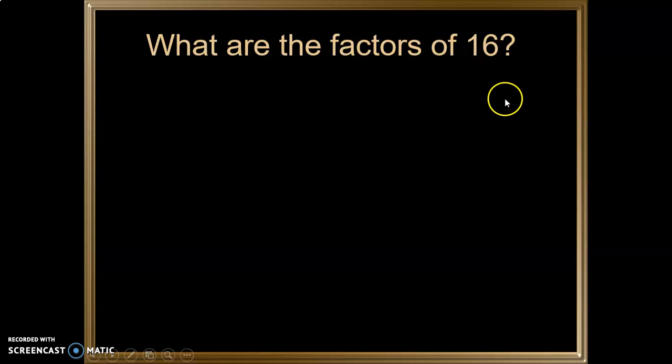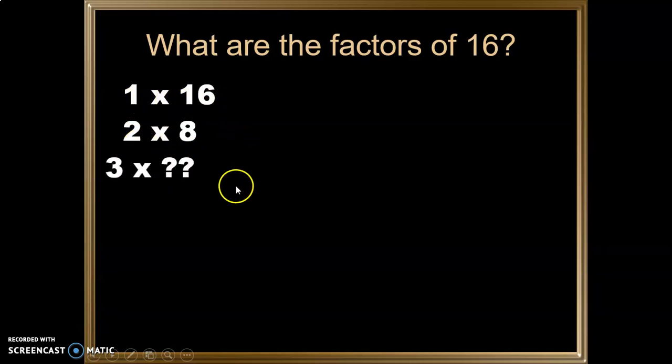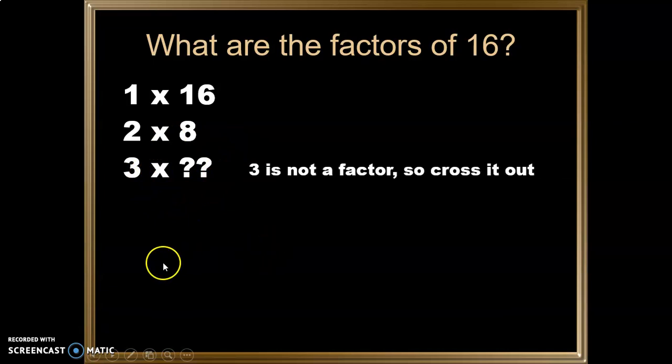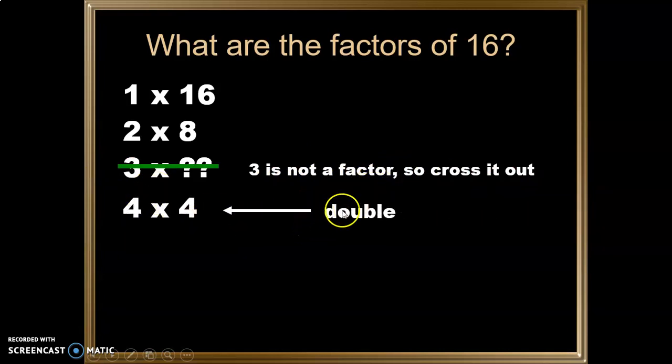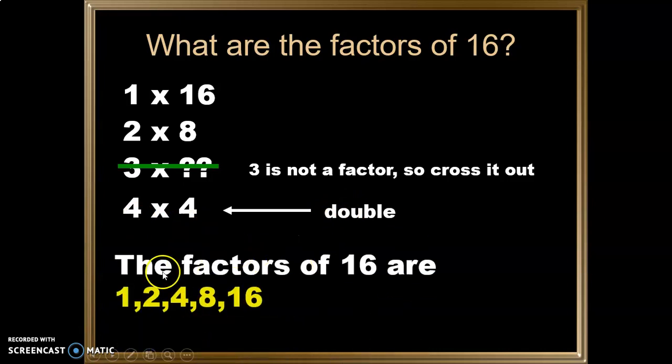So what are the factors of 16? 1 times 16, 2 times 8, 3 times. 3 is not a factor, so cross it out. 4 times 4. 4 times 4 is a double. So the factors of 16 are 1, 2, 4, 8, and 16. Do you understand? The factors of 16 are 1, 2, 4, 8, and 16.